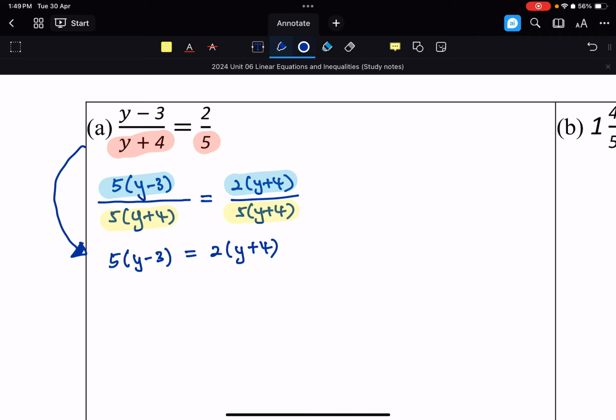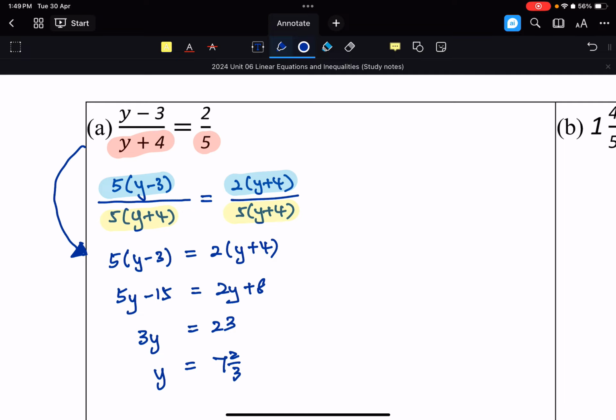Okay, so you can actually go from here to here. There's a technique called cross multiplication. Feel free to check it out, right? But we can continue from here. This is 5y minus 15, 2y plus 8, right? So that gives us 3y equals to 23. y will be equals to 7 and 2/3.